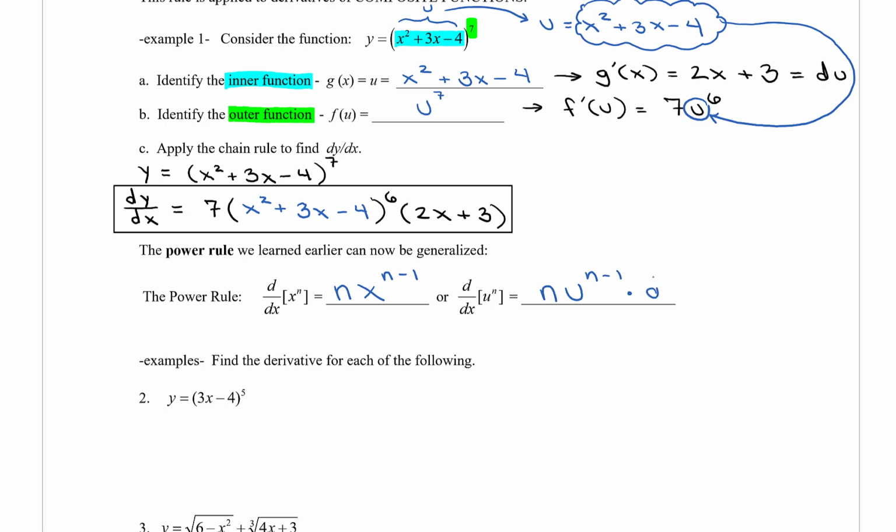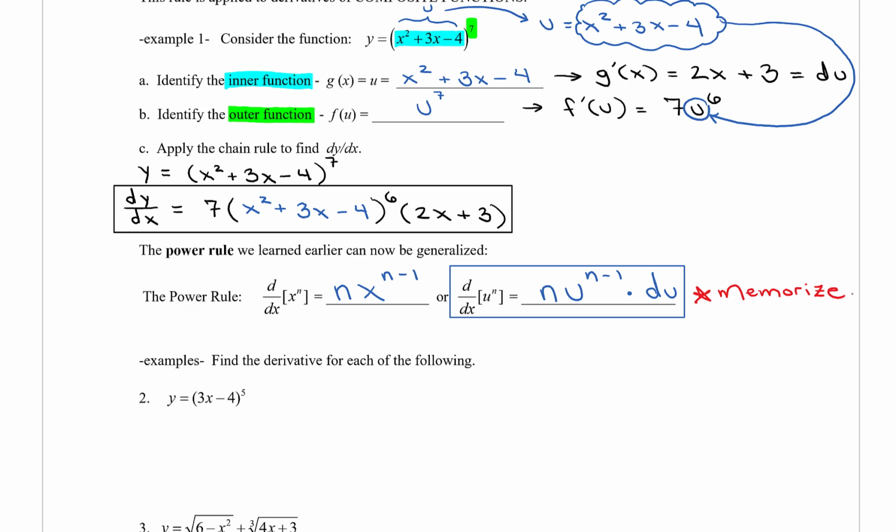And this is going to be what I'm going to box in, the second rule that I just wrote down here. That's our generalized power rule now that we know the chain rule. And I went ahead and drew a star next to it, and I'm writing down the word memorize next to it. Examples. Find the derivative for each of the following.